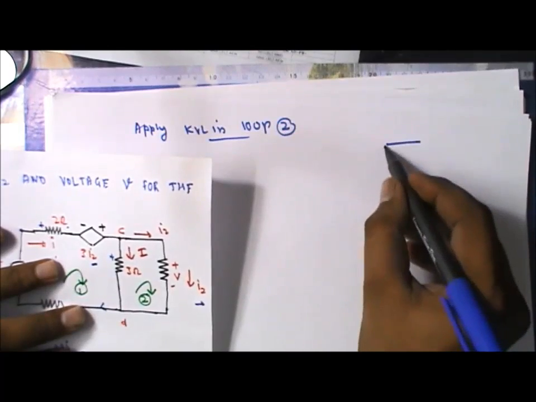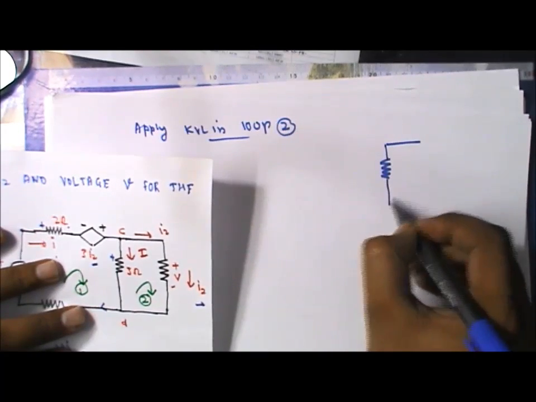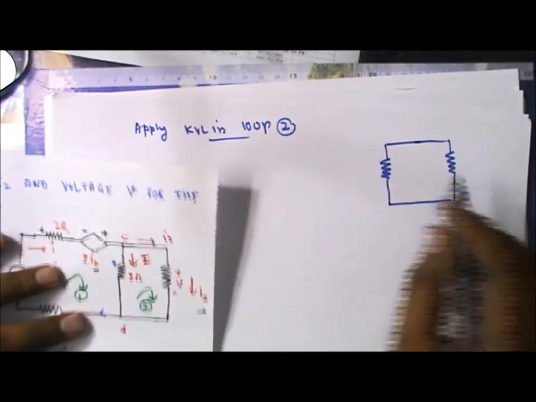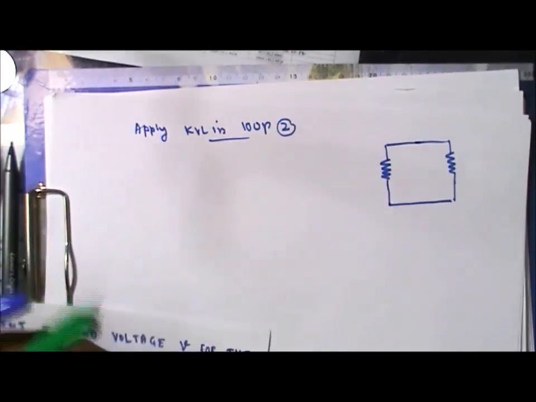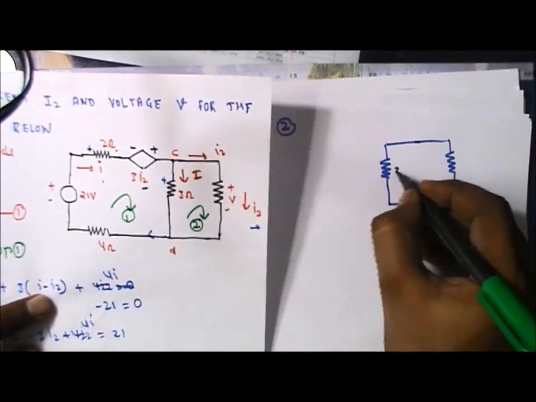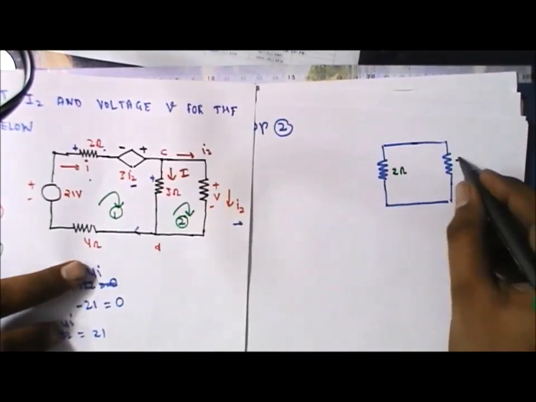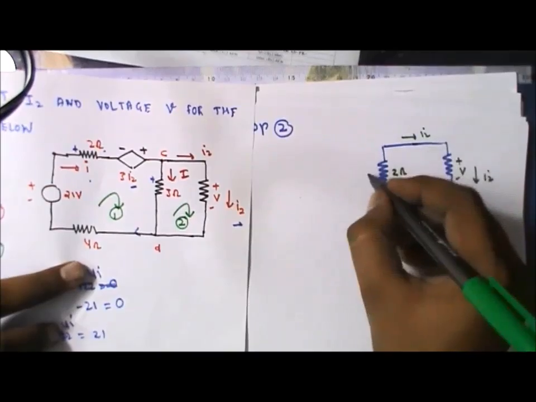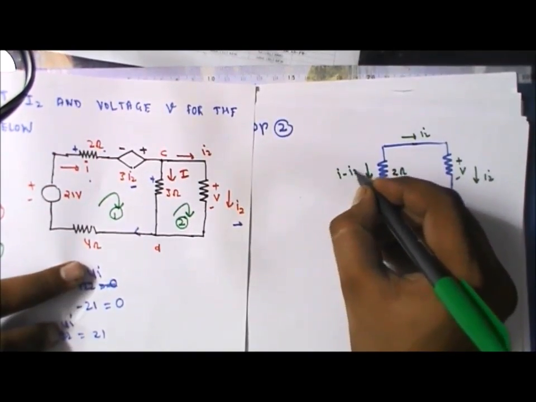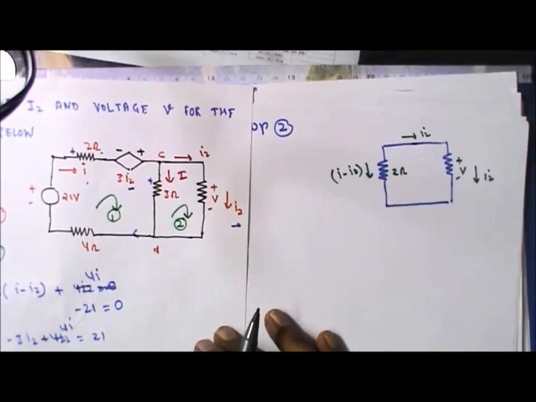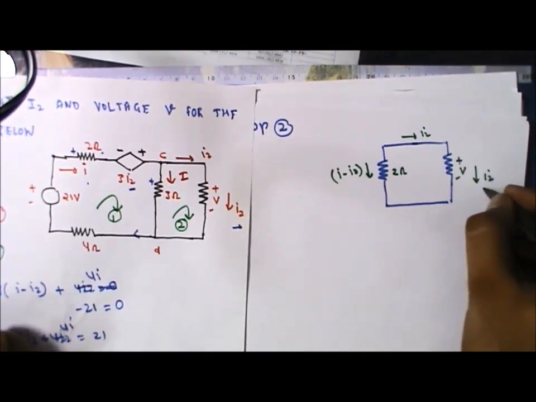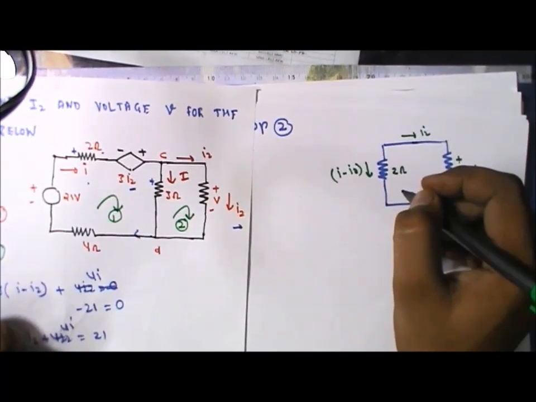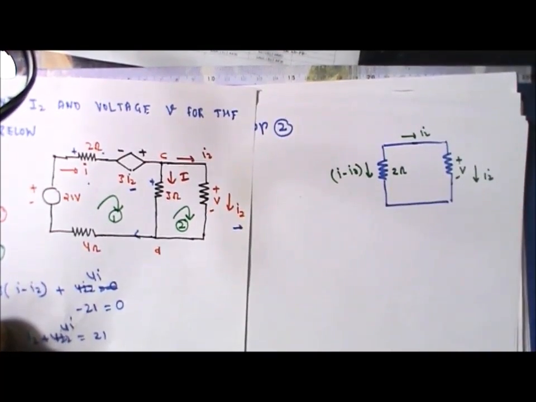Here is the loop 2. We just redraw here. I am trying to draw this again. This is we are obtaining like this fashion. This is loop 2. This is 2 ohm, this is plus minus V, here I2 is going, here also I2 is there, and here I minus I2 is there. Here I had given I2, here we assumed I2. It should be I minus I2. By using KCL we can easily calculate it.